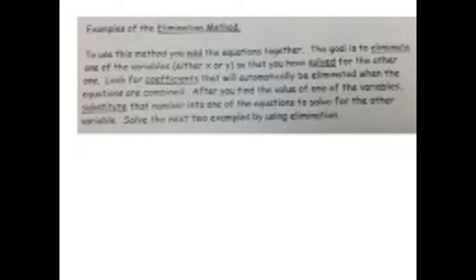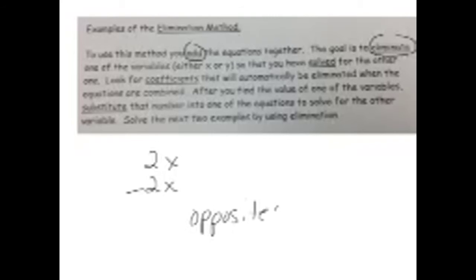To use this method, you add the equations together. The goal is to eliminate one of the variables, either x or y, it doesn't matter, so that you can solve for the other variable. Our goal is to look for coefficients that will automatically be eliminated when the equations are combined. Things that would automatically eliminate each other would be like 2x and negative 2x. These are called opposites. So you're going to be looking for opposites.